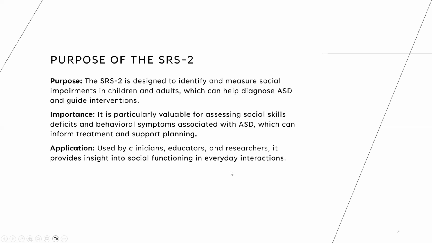The SRS-2 is designed to measure social functioning and responsiveness by assessing behaviors like social awareness, communication, and motivation. The SRS-2 provides a clearer picture of an individual's social skills. This is crucial because it helps clinicians and educators identify potential social deficits earlier on, which can enable them to provide timely support and intervention, which can be very impactful.